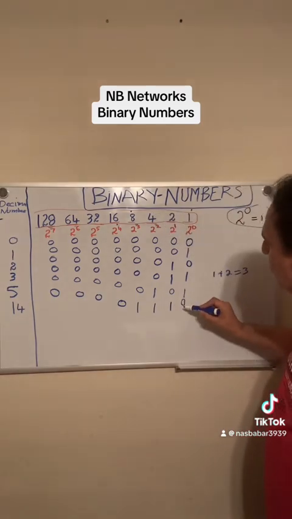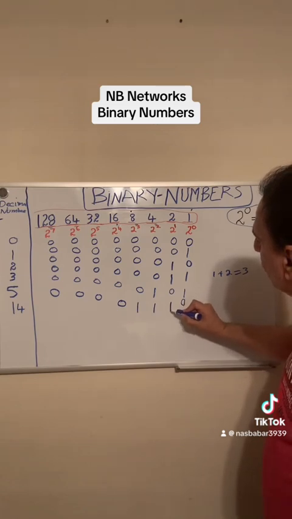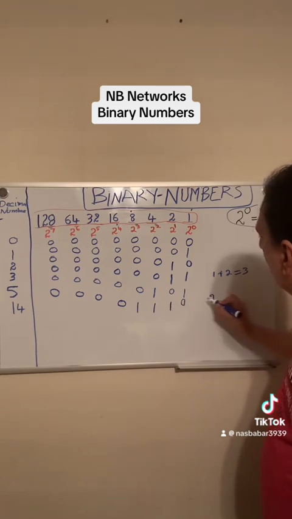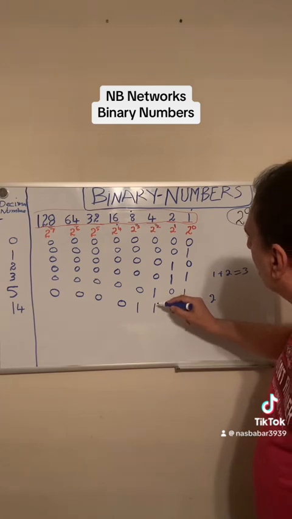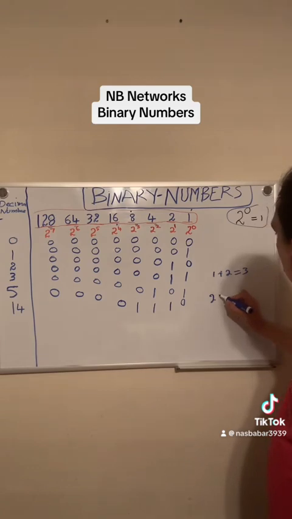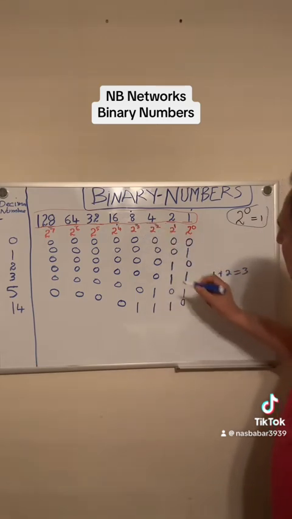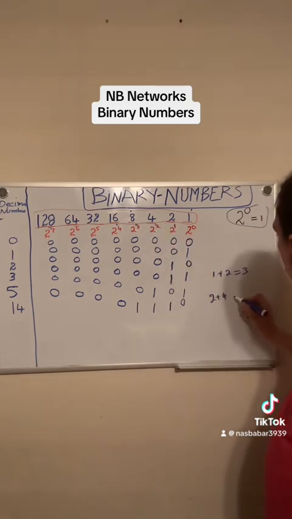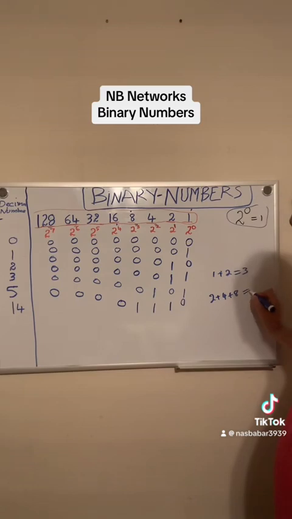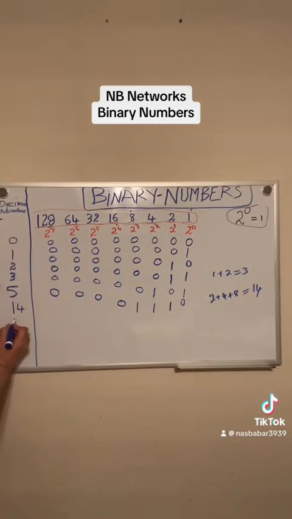Or you can do, this right here is 2 to the base 0, this right here is 2 to the base 1, which is 2, 2 to the base 2, which is going to give me 4. And this right here is 2 to the base 3, 2 raised to the power of 3, that's going to give me 8. So that's number 14.